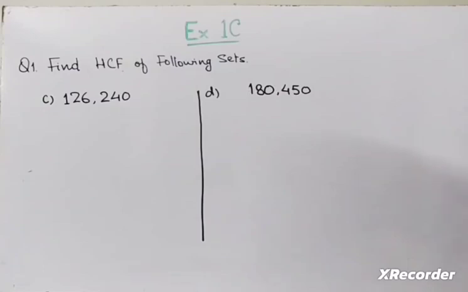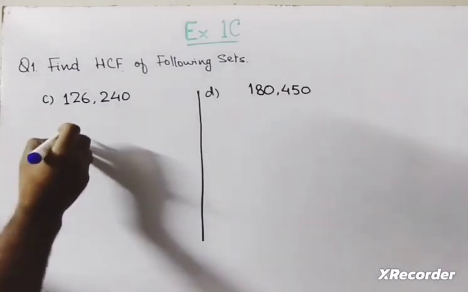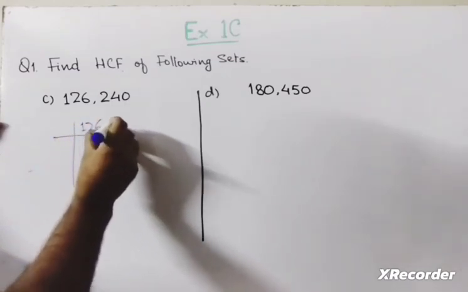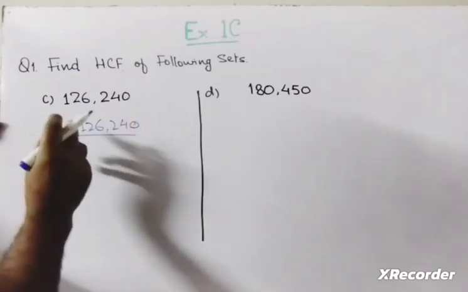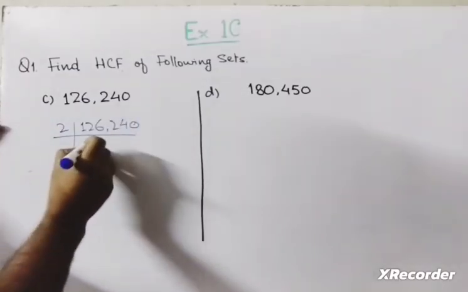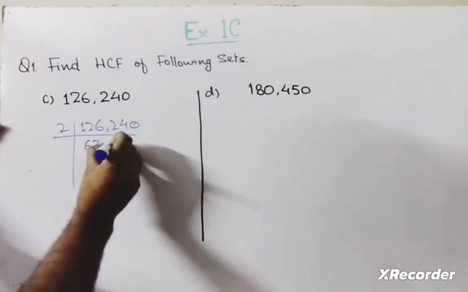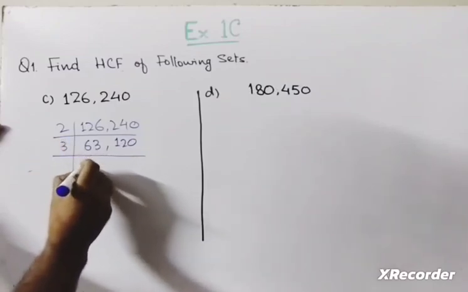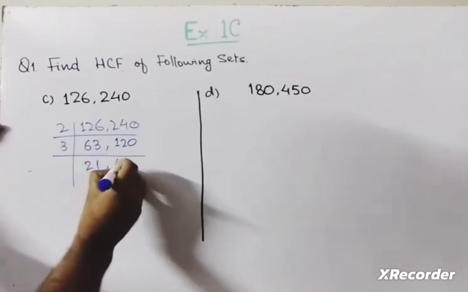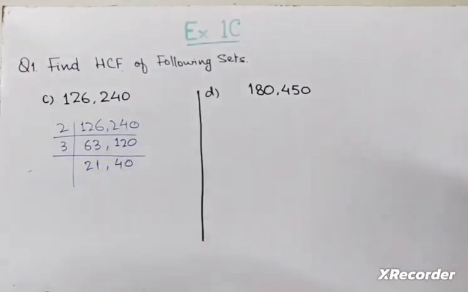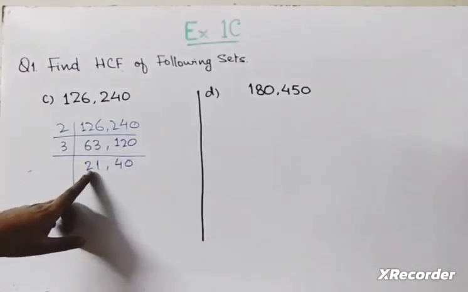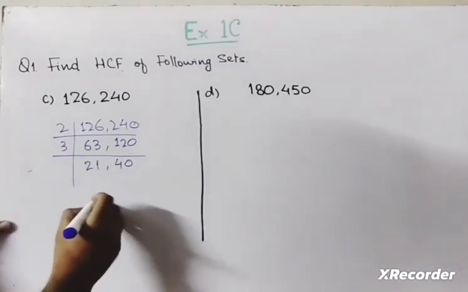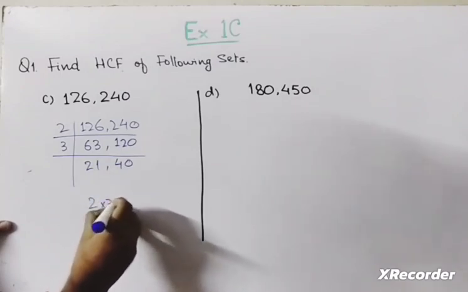Now part C, 126 and 240. So we can find the HCF: 126, 240. Both are even numbers, so they can be divided by 2. We get 63, 120. Dividing by 3 we get 21, 40. Now at that point there is no number which exactly divides 21 and 40, so our answer will be 2 multiplied by 3, that is 6.